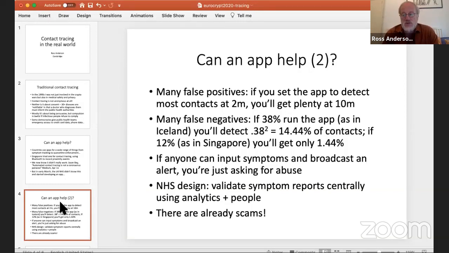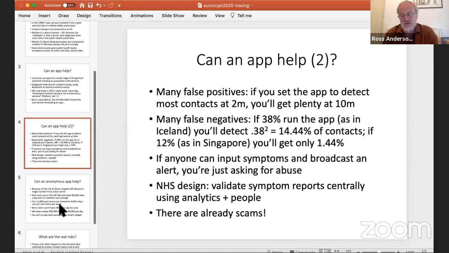And the third big problem, which is obvious to anybody who's worked in cybercrime and abuse, is that if anybody can input symptoms and broadcast an alert, you're asking for abuse. And as Vanessa pointed out, and Claude as well, that's why the NHS design is to validate symptom reports centrally using analytics plus people. And of course, we're already seeing scams.